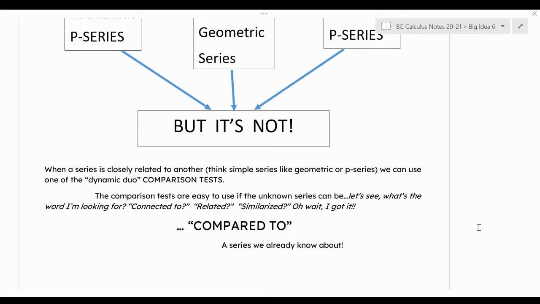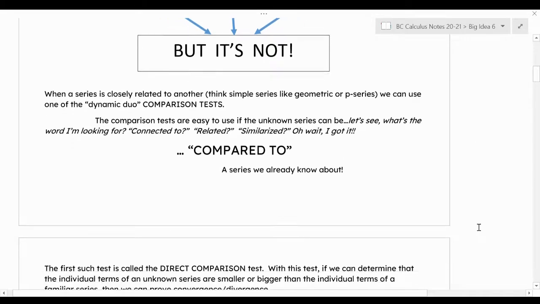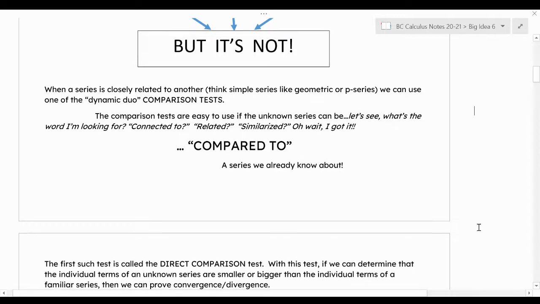We're going to compare them term by term. So we actually have two different types of comparison tests. One is called the direct comparison. One we'll look at a little bit later is called the limit comparison test. You can jump right to that one because I'm going to put the table of contents in the description below.